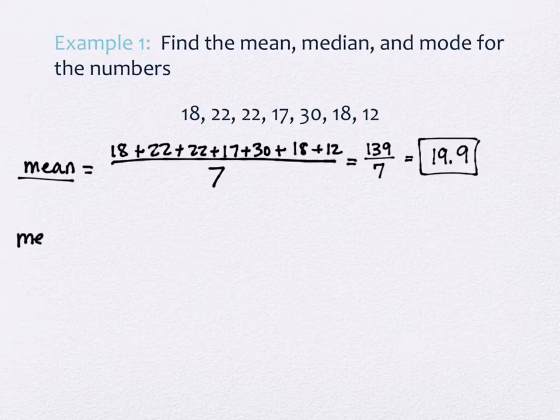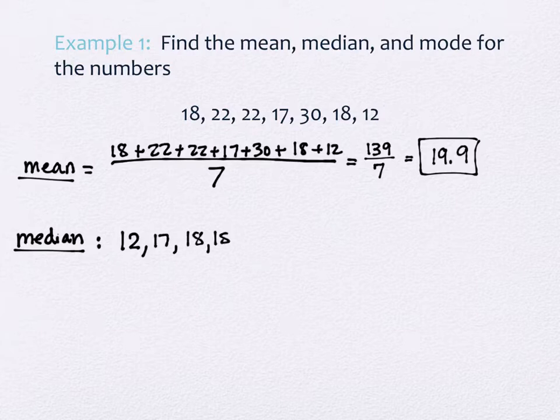Median. So to do median, how do I need them to be written? Numerical. Yeah, I need them in numerical order. And you could go smallest to largest or largest to smallest. It really doesn't matter. I think our natural tendency is to go smallest to largest, so that's what I'll do. I have 12, 17, 18, 18, 22, 22, and 30.